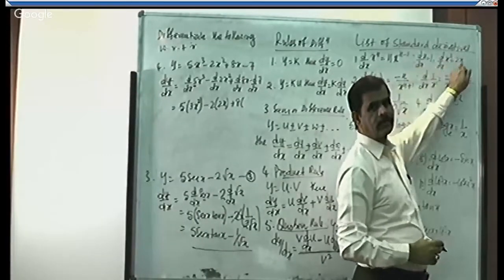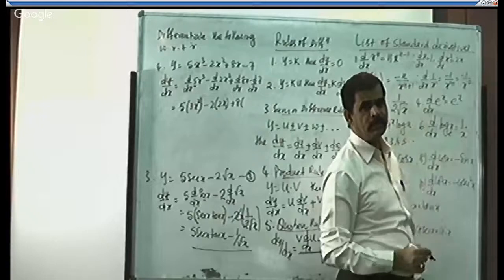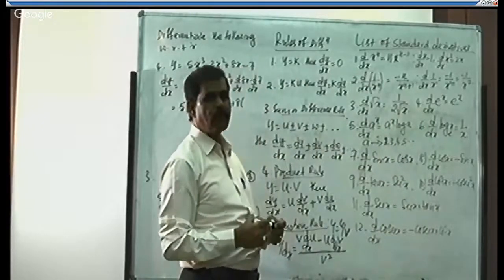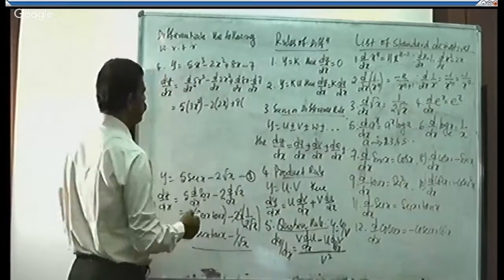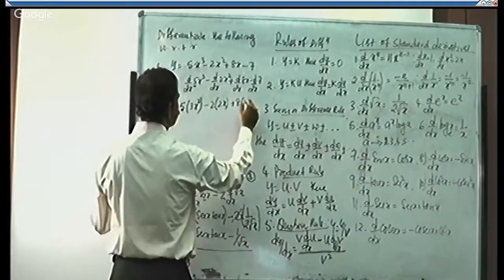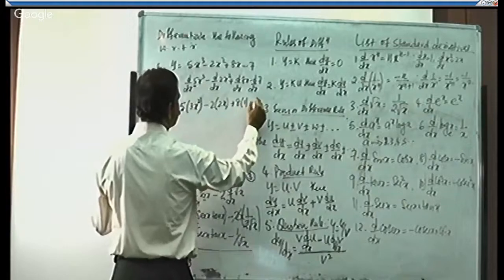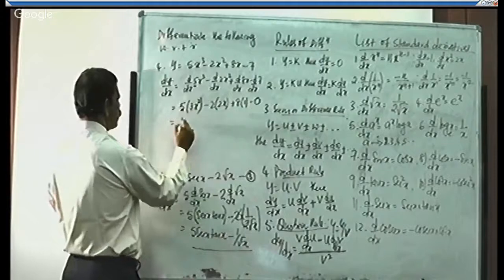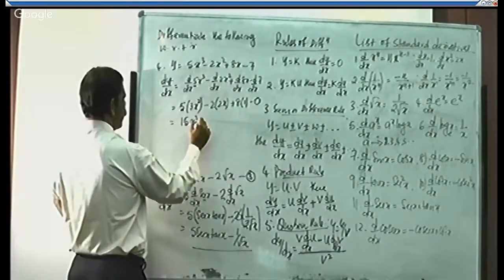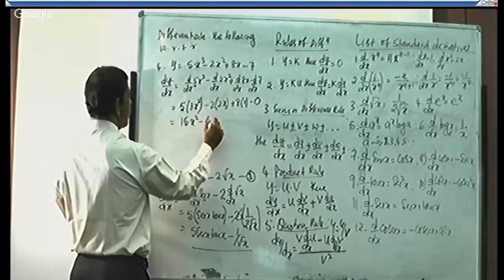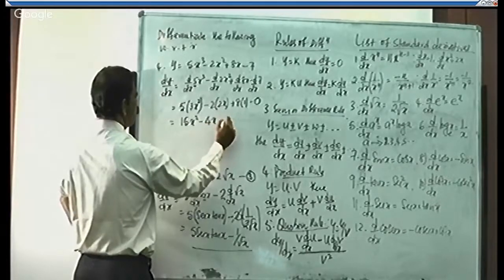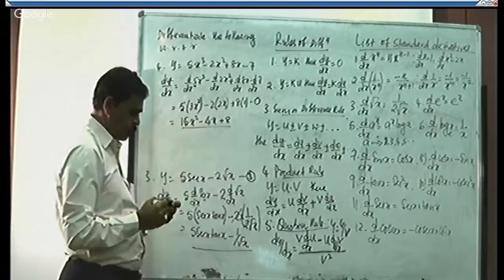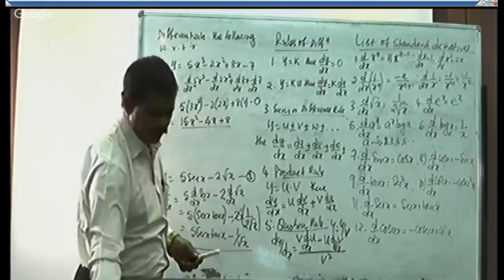Differentiation of x square is 2x. Differentiation of x cube is 3x square. Differentiation of x to the power of 4 is 4x cube. Right? Differentiation of only x is 1, minus differentiation of constant is 0. That is 5 into 3 what? 15x square. Minus 2 into 2 is what? 4x. Plus 8 into 1 is what? 8. This is the final derivative of the given function. Okay.